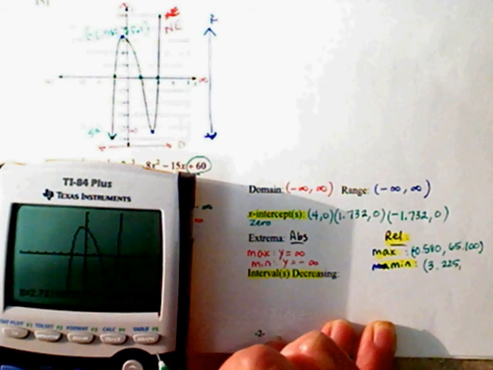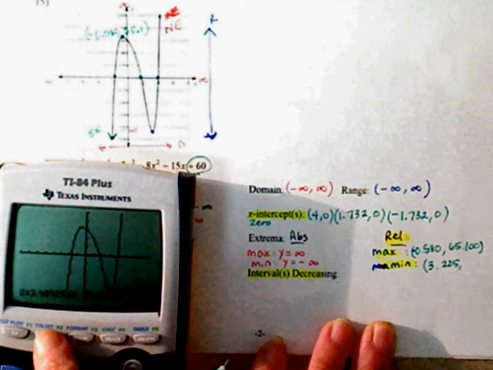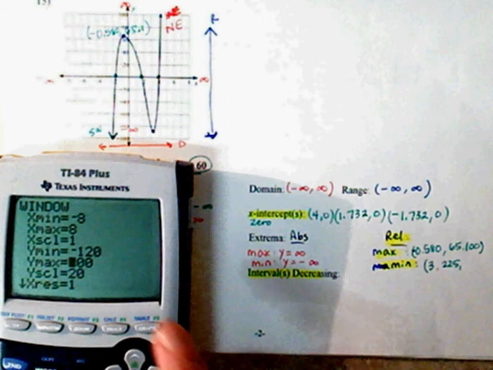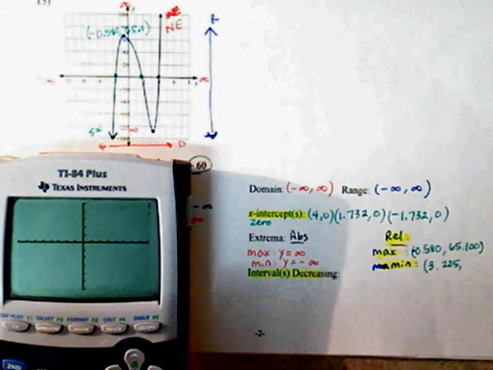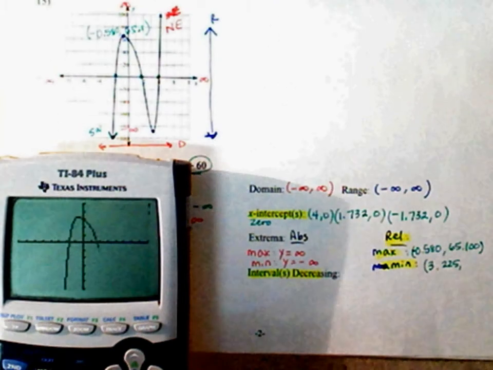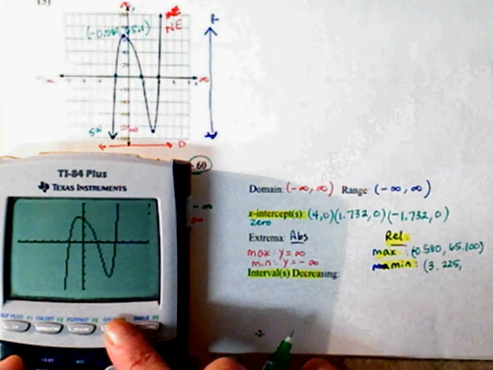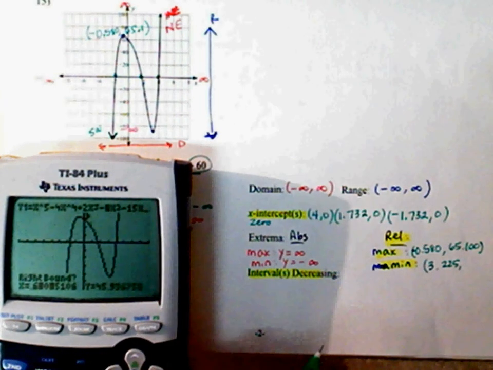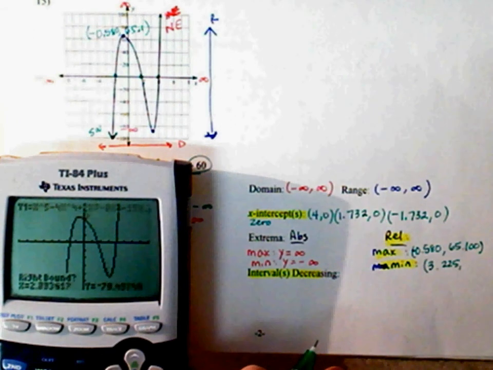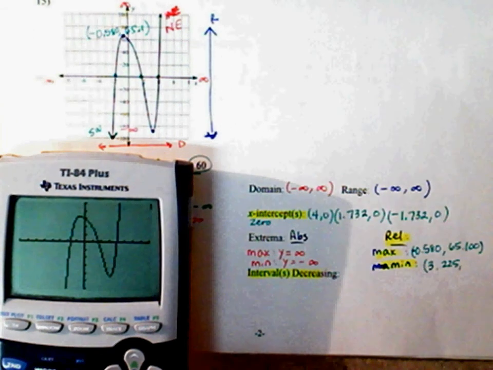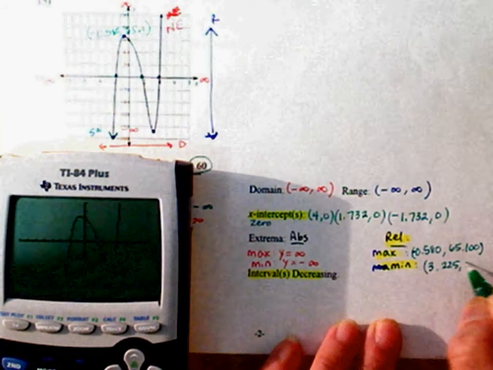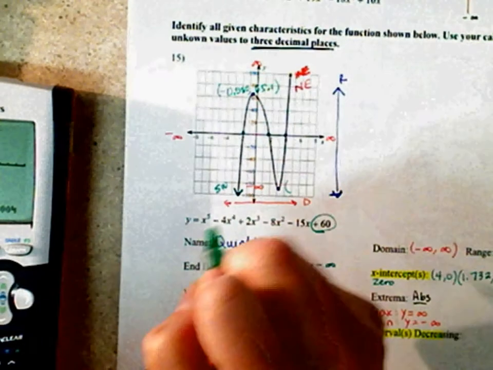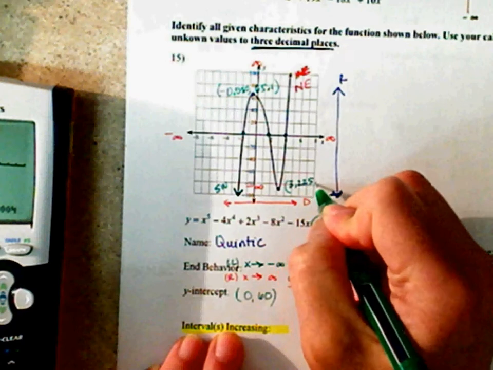I can't see it. Let me change my window real quick because I want to be able to see it. Let's do negative 120. Okay. All right. I couldn't tell if that was 86 or 85, so I want to be on the safe side. Okay. Do it again. Second calculate. And I want to try to find my minimum. Enter. Okay. Now I can see better. Negative 88.330. That's what I wanted to be sure of. All right. So this point right here is 3.225, comma, negative 88.330.